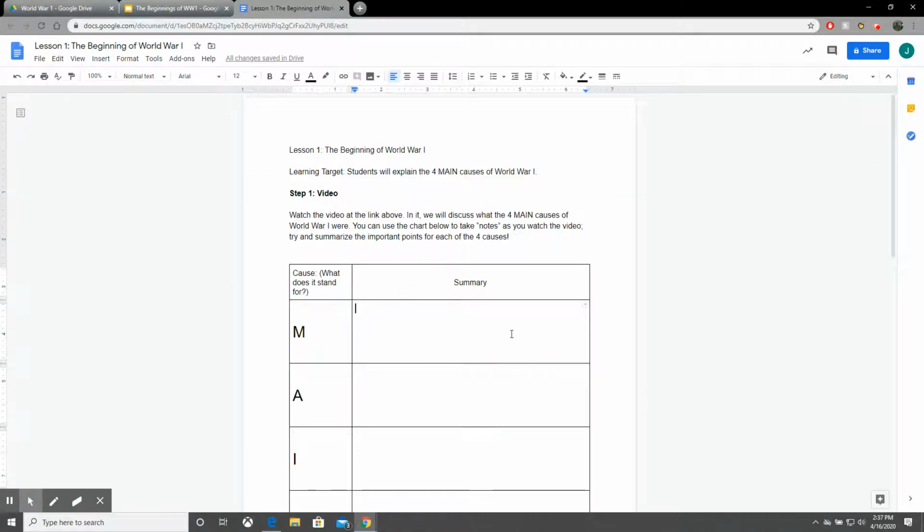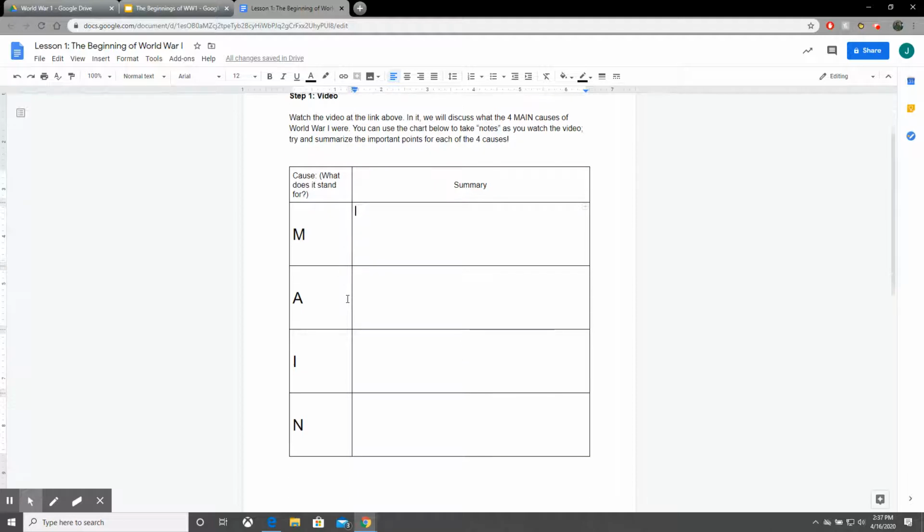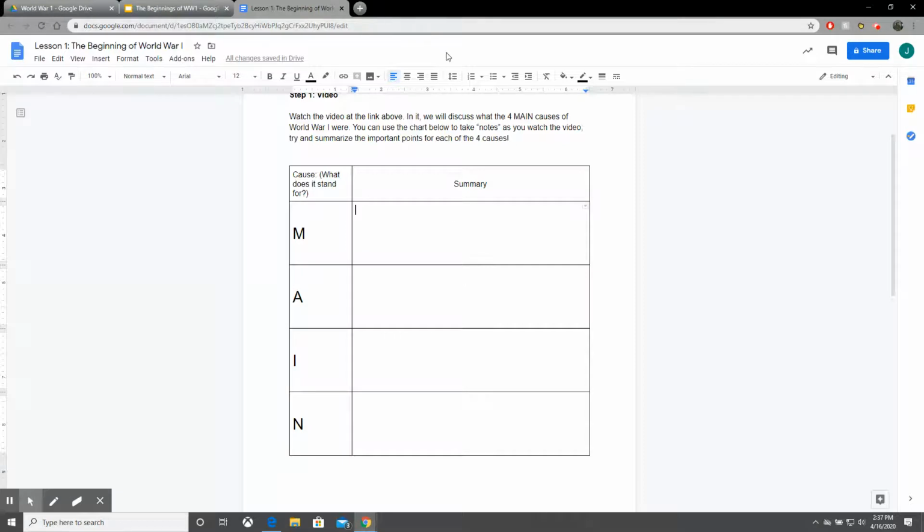So we've got kind of two things. We've got the document that you're looking at right here that is also on my screen, and the video, which you're currently listening to. We're going to be talking about the four main causes of World War I. That was our next topic that we were getting to, which is World War I. So consider this kind of like your note sheet.